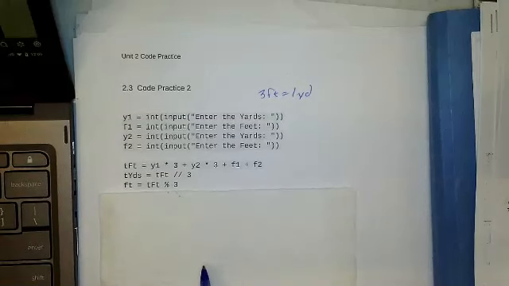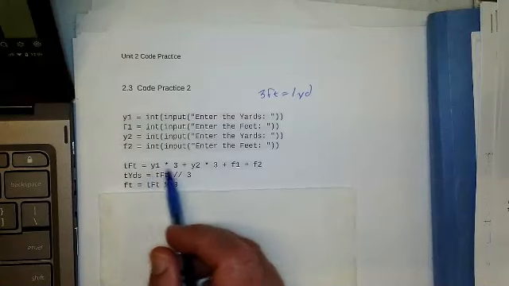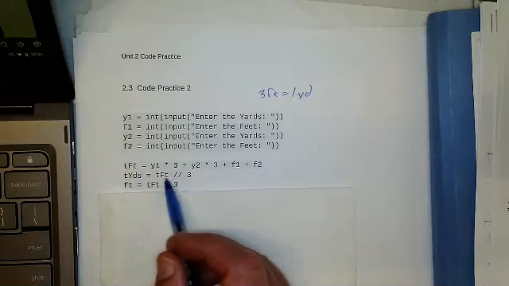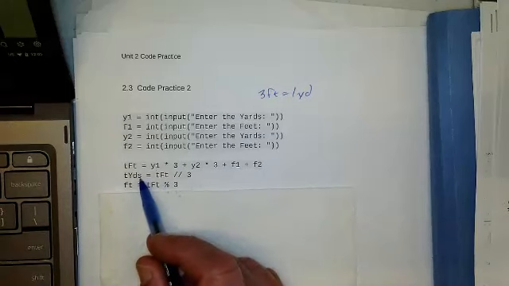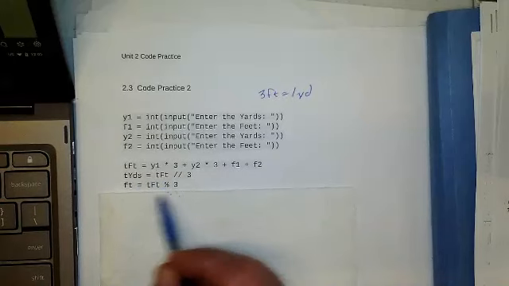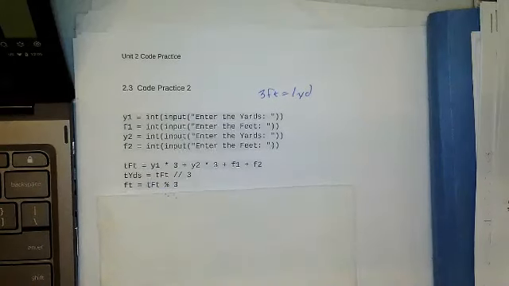I hope this is making sense so far. So we had to change all the yards into total feet. We then divided that total feet by 3 to figure out how many yards it was. We then did modulo 3, division with the remainder, to find out how many leftover feet there were.